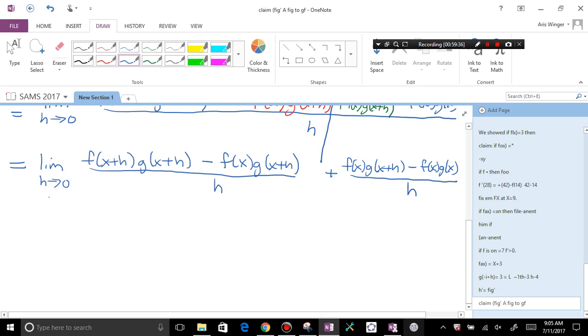So this is equal to... what do these both have in common? g of x plus h, and we'll factor it out. This is the limit as h tends to 0 of g of x plus h times what's left? f of x plus h minus f of x all over h.